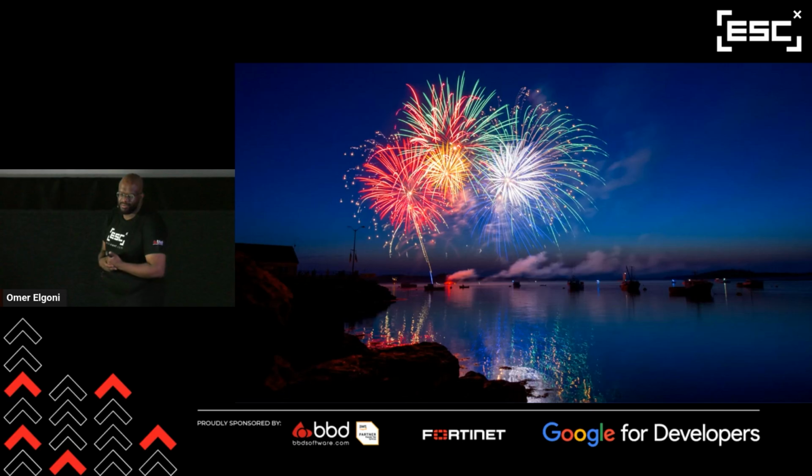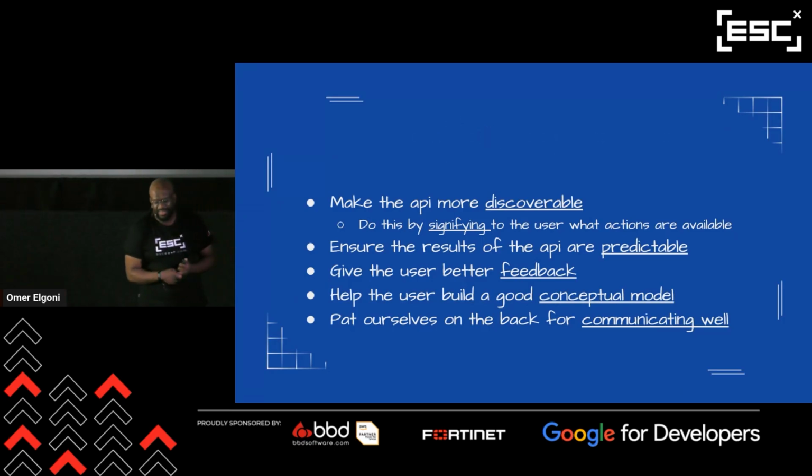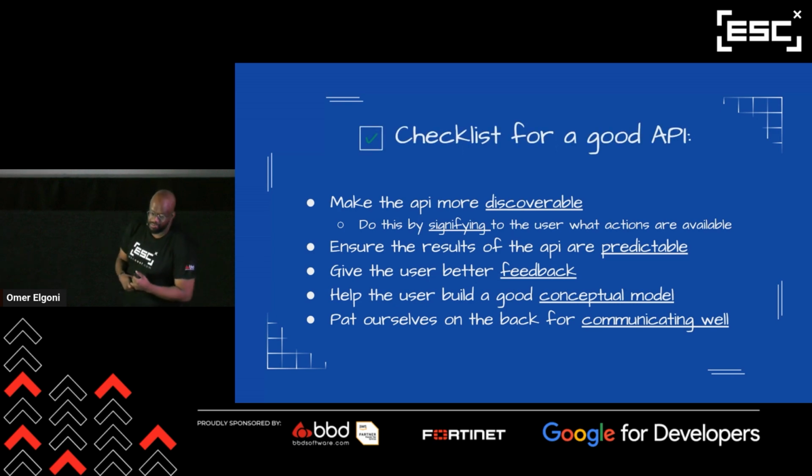Cool. So let's take this and maybe distill this into our final big idea for the day. The final thing you can take away from this talk. But before that, we're going to replace our game plan because I lied to you guys. This wasn't just the game plan for this example. This is a general checklist for how you can build a good API and how you can build good interfaces in general. You want to make it discoverable.